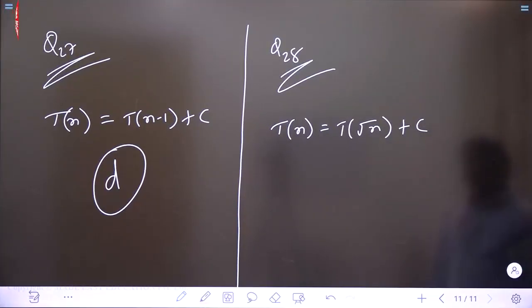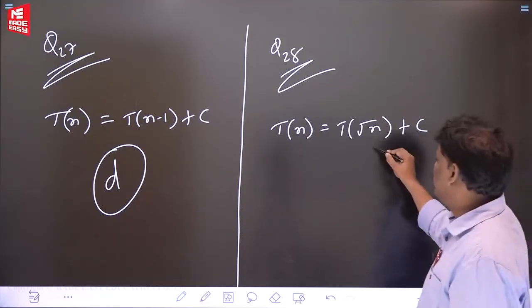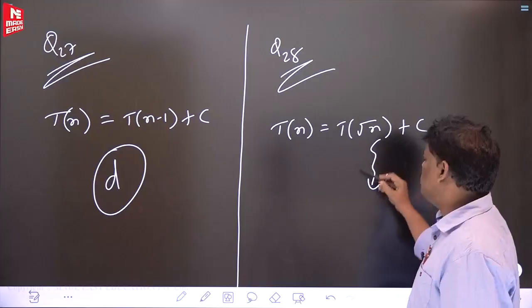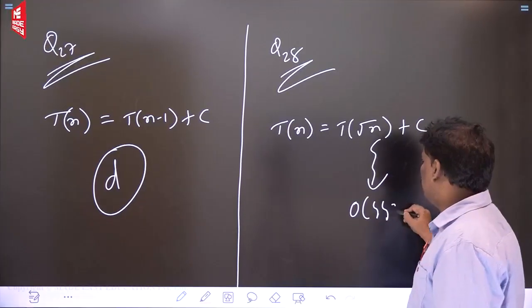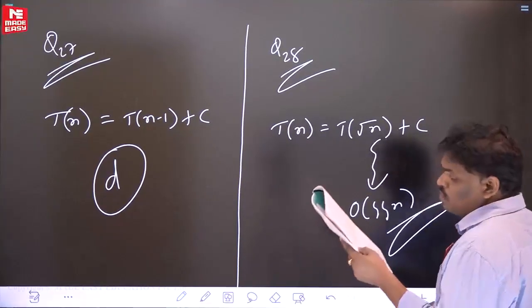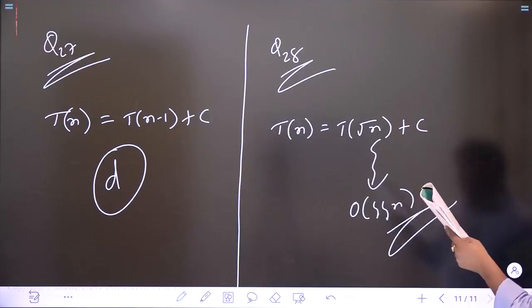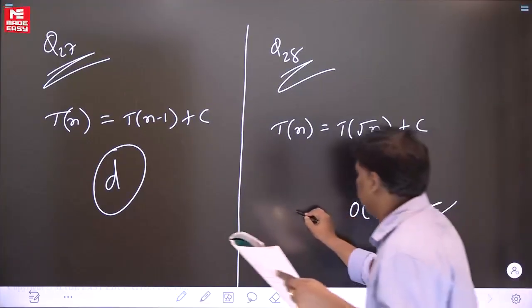So do something of n, T(n) time, do something of root n, T(root n). Further no loop is there, constant time. If you solve this one, the answer is going to be log n. You know this very well. For question number 28, the answer is going to be log n, D, fourth option.